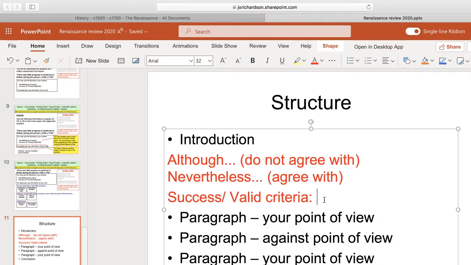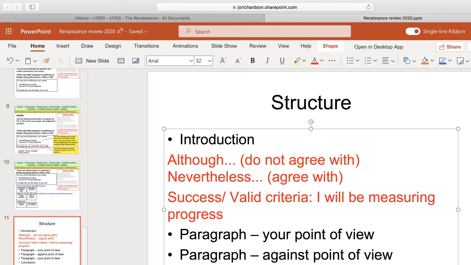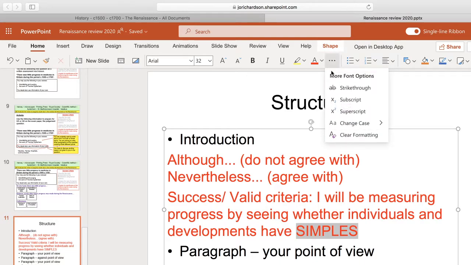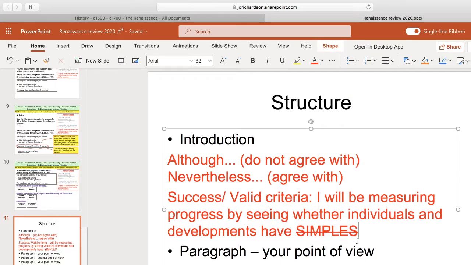So you might even state it, you might say, I will be measuring progress by seeing whether individuals and developments have, and then the criteria we've already given you is SIMPLES. Now, you cannot just write down SIMPLES like that, okay? Do not do that. Seriously, don't do it, because your examiner will not know what SIMPLES is, okay?